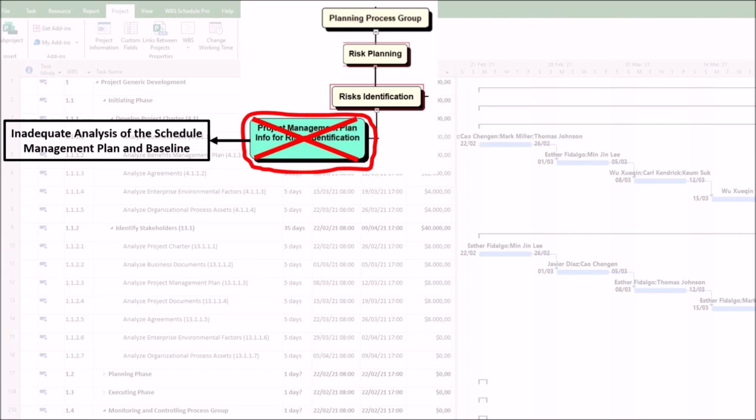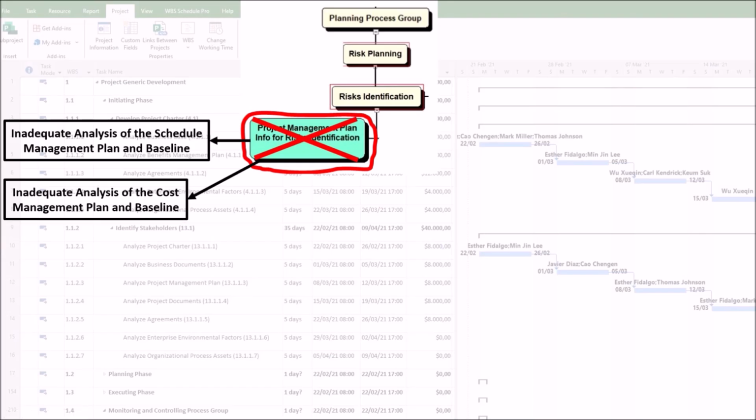1. Inadequate analysis of the schedule management plan and baseline. If you do not identify critical path risks and dependency-related bottlenecks, the team may miss risks such as the delivery of supplier A's API is on the critical path, with no slack. A one-day delay will directly delay our final testing phase. In this case, the project will be constantly surprised by schedule delays.